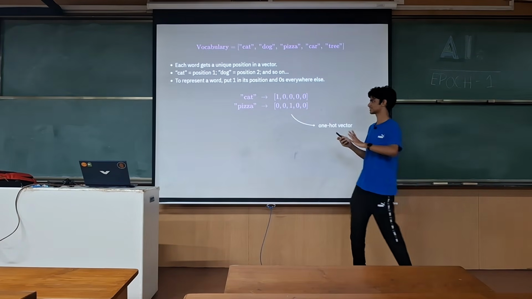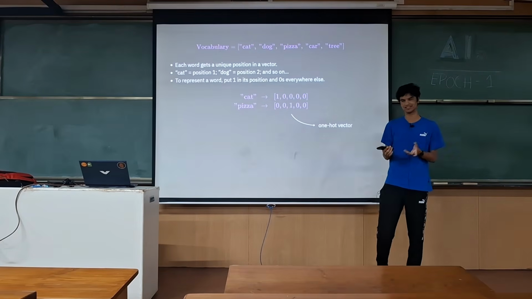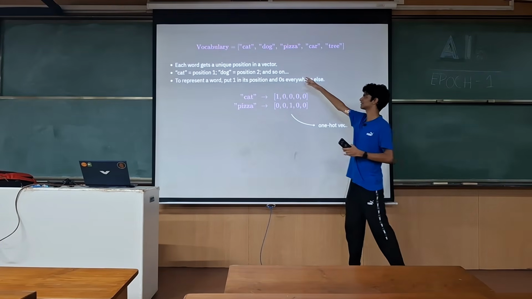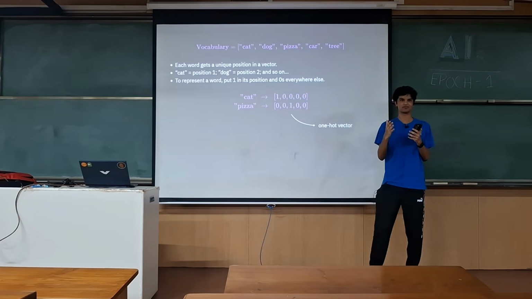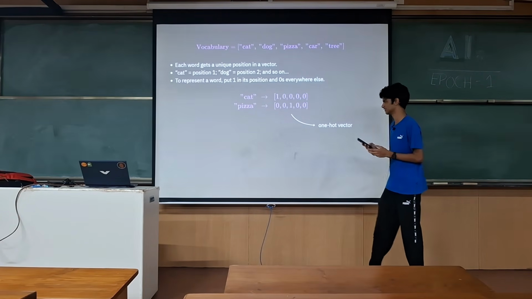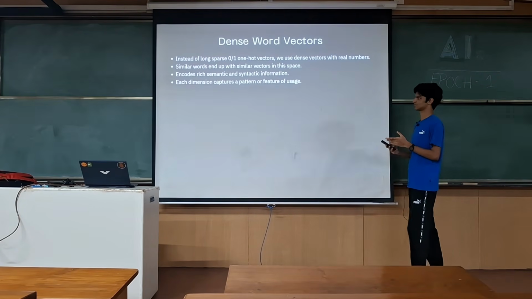But we know language, the words usually are similar or dissimilar, things like that. For example, cat and dog are more similar than cat and pizza. So we want our vectors to also have some sort of meaning. They should encode some semantic information. For that, we use dense vectors.